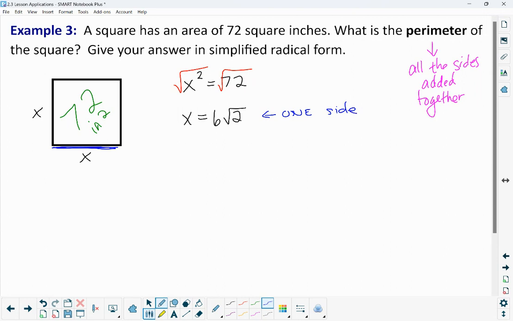And our question asks us for the whole perimeter. So you can either think about adding 6 root 2 to itself 4 times, or you can just multiply by 4, since they're all the same length. And 4 multiplied by 6 root 2 gives us a perimeter of 24 root 2. And it did ask us to leave that in simplified radical form. So that is our final answer.